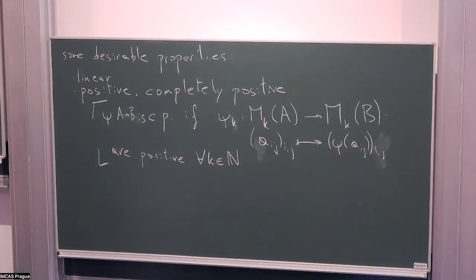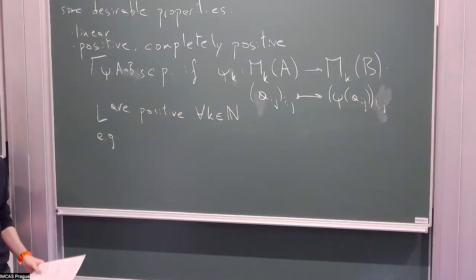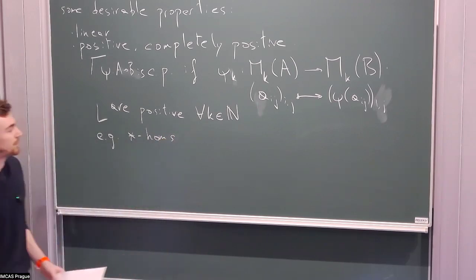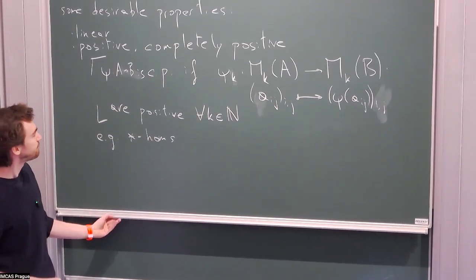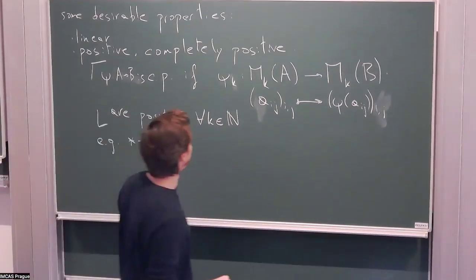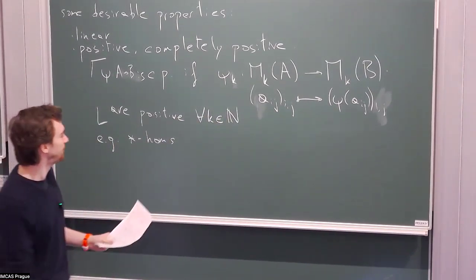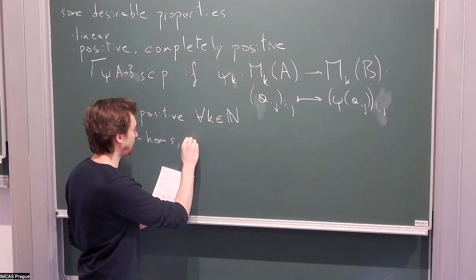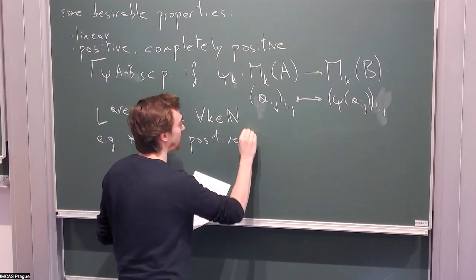Now, maybe just a quick remark. Maps which are completely positive are star homomorphisms. This follows from them being positive, and also these matrix amplifications will then also remain positive. Then maybe a slightly more interesting class is if we have positive linear functionals.